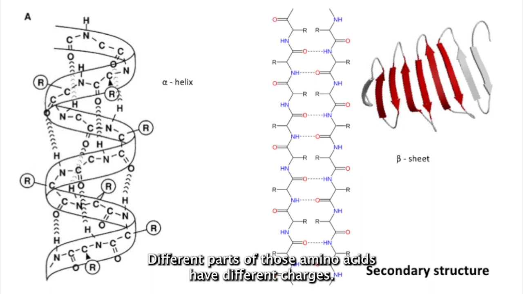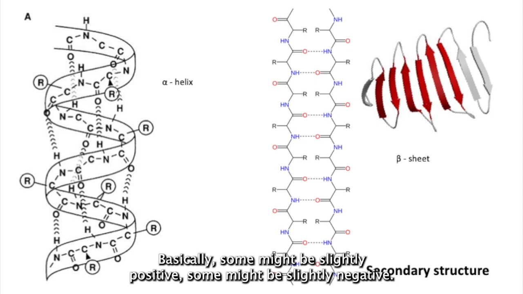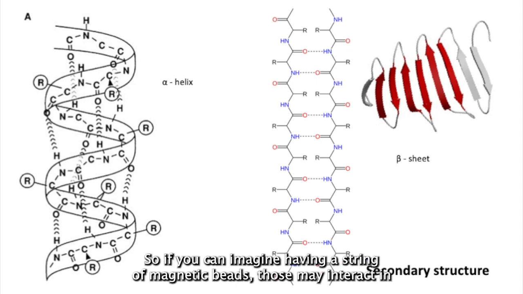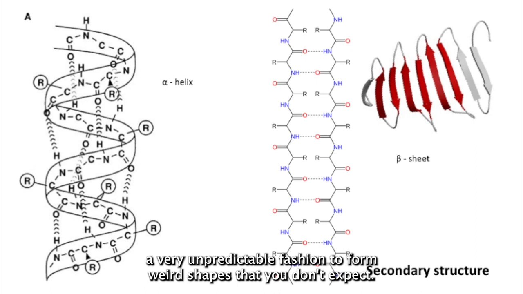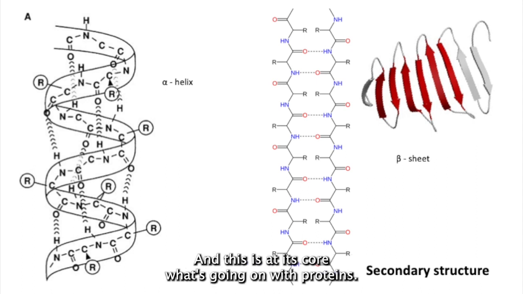Different parts of those amino acids have different charges, basically. Some might be slightly positive, some might be slightly negative. So if you can imagine having a string of magnetic beads, those may interact in very unpredictable fashions to form weird shapes that you don't expect.